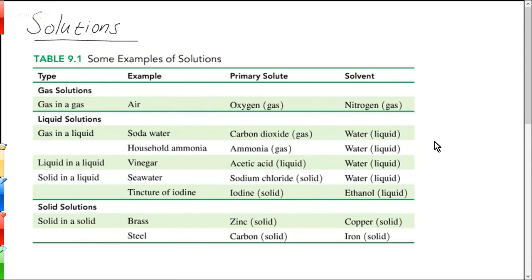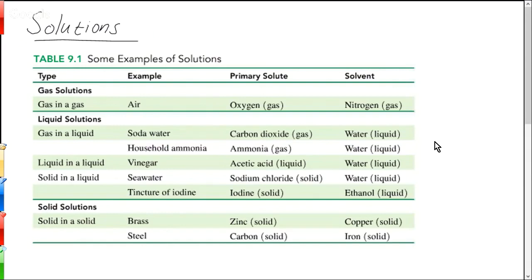Because there's lots of different ways to have solutions. So for instance, a gas in a gas is a solution. You could say that air is oxygen dissolved in nitrogen. You could say air is oxygen, carbon dioxide, and water dissolved in nitrogen, whatever. You could say that it's these things dissolved in whatever there's more of. So that would be a gas solution.